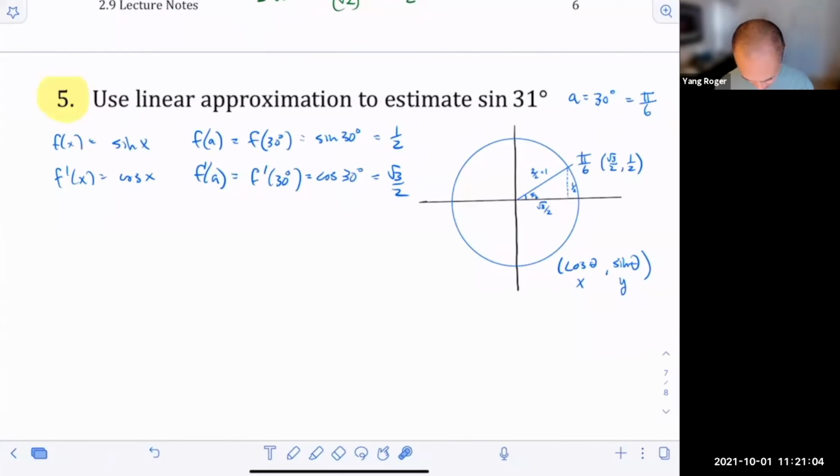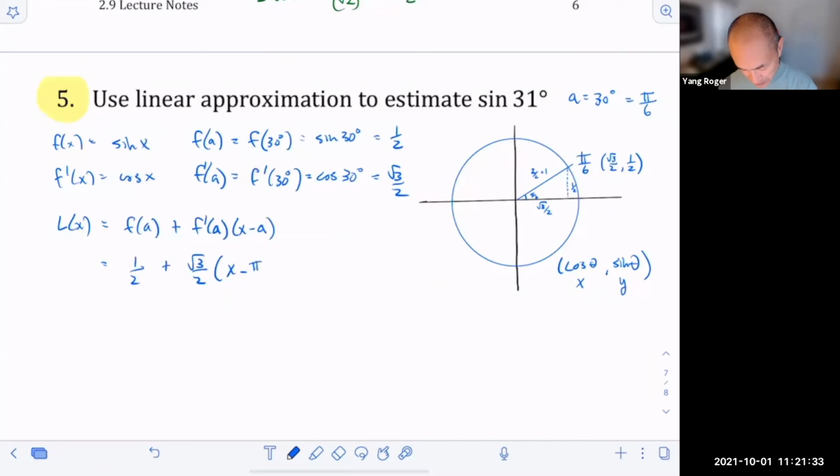Anyways, I can't linger on this problem for too long because we've got a lot to do. So let's finish this off. So we know that the linearization is going to be f of a plus f prime of a times x minus a. That's just the equation of the tangent line when we solve for y. And I know that this f of a is going to be 1/2, and this f prime of a is going to be rad 3/2. And I have x minus, I don't like to use degrees, so I'm going to use radians, pi/6. Always use radians. That's the linearization.